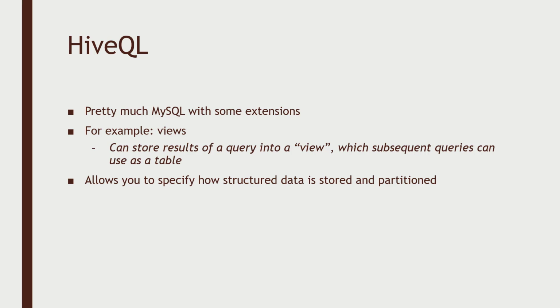Now, the variation of SQL used by Hive is called HiveQL. Like I said, it's pretty much the same thing as MySQL. That's the closest relative that it has in terms of syntax, but it has some extensions that are specific to Hive. One of those extensions is views, and we're going to look at that in our example coming up here. That's kind of a powerful thing. You can store the results of one query into a view, and then use that view as a table in subsequent queries. So it's a way of breaking up more complicated queries into individual queries that build on top of each other by developing these views.